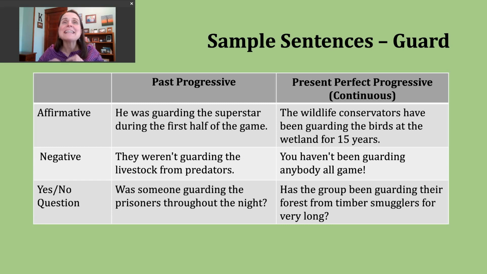Now let's talk about negative past progressive sentences. To do this, again, we start with our subject. We use the form of be that matches, so was or were, then not, and then the ing form of the verb. Let's take a look at another example. They weren't guarding the livestock from predators.